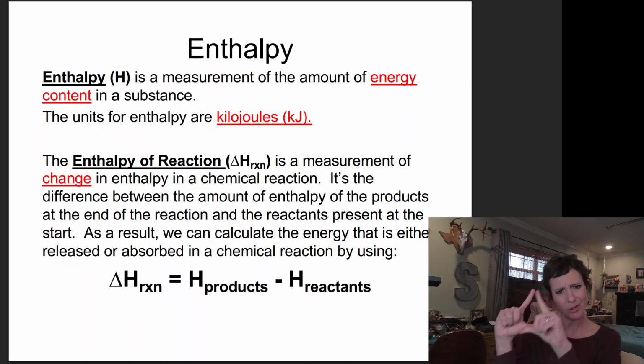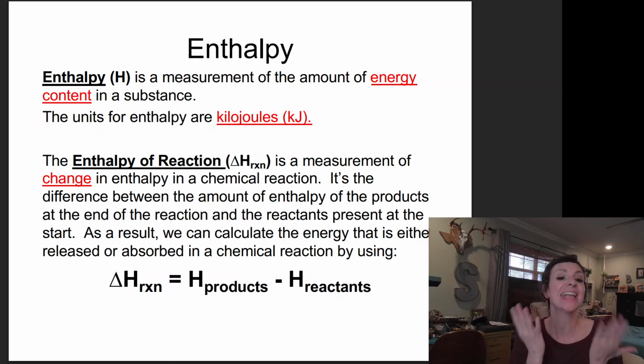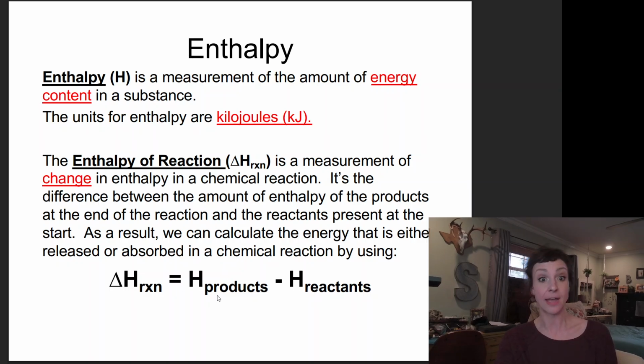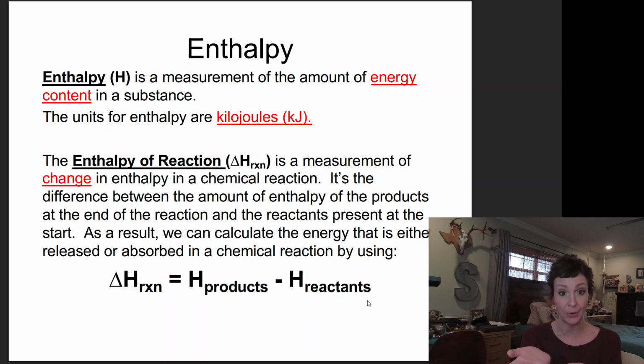And that little triangle, that delta symbol, means change in science. So the way that I get that is I take the difference between the enthalpy of the products at the end of the reaction and the reactants that are present at the start. As a result, then, we can calculate the energy that is either overall released or absorbed in a chemical reaction, okay? Big Papa equation, delta H is products minus reactants, products minus reactants. And the way I remember who minus who is P comes before R in the alphabet. So you guys, we are alphabetical here, which is super exciting.